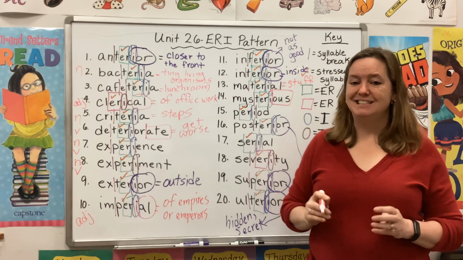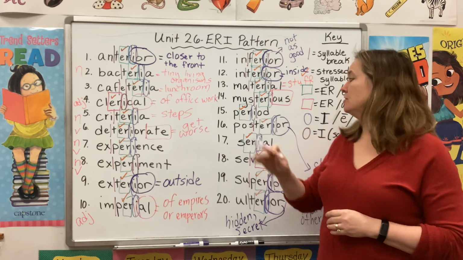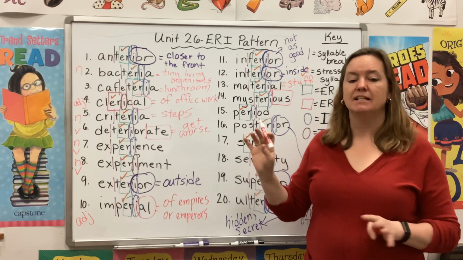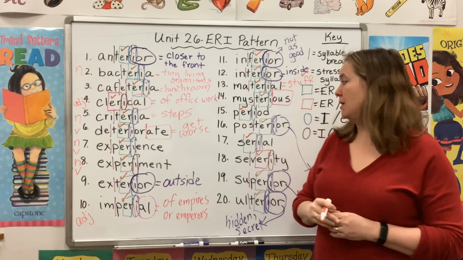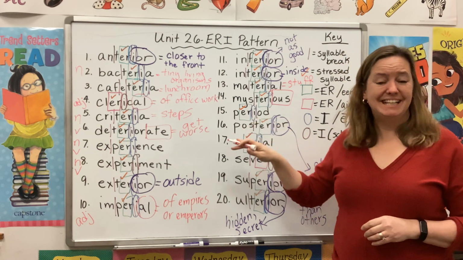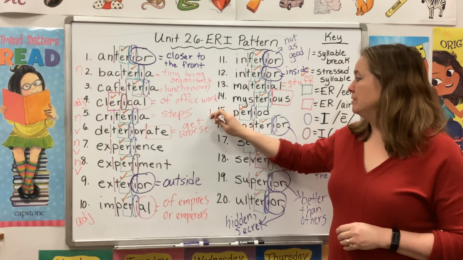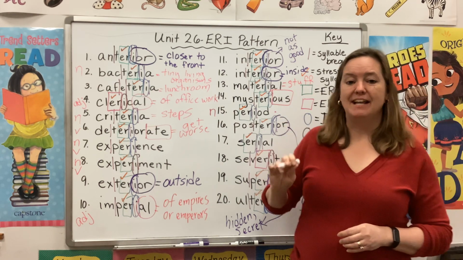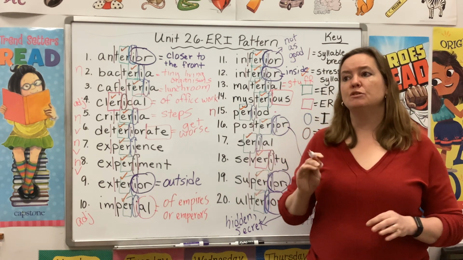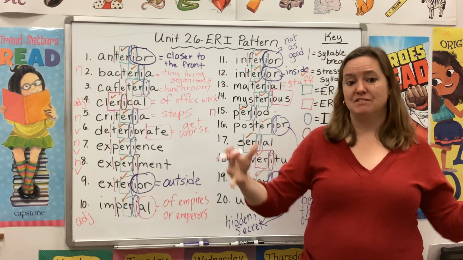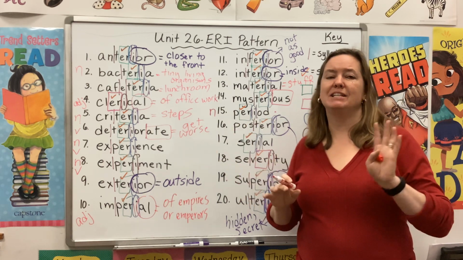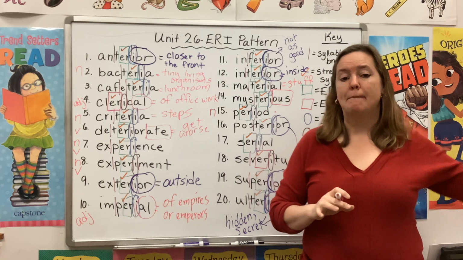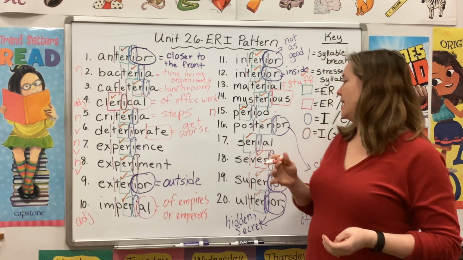Mysterious. O-U-S, right? We usually see that at the end of an adjective. So if something's mysterious, there's a mystery about it. Period. That's a noun. Okay, we usually think about a period as like the dot that you put at the end of your sentence. It can also be used to describe a period of time, right? So I lived in Boston for a short period, a short amount of time.